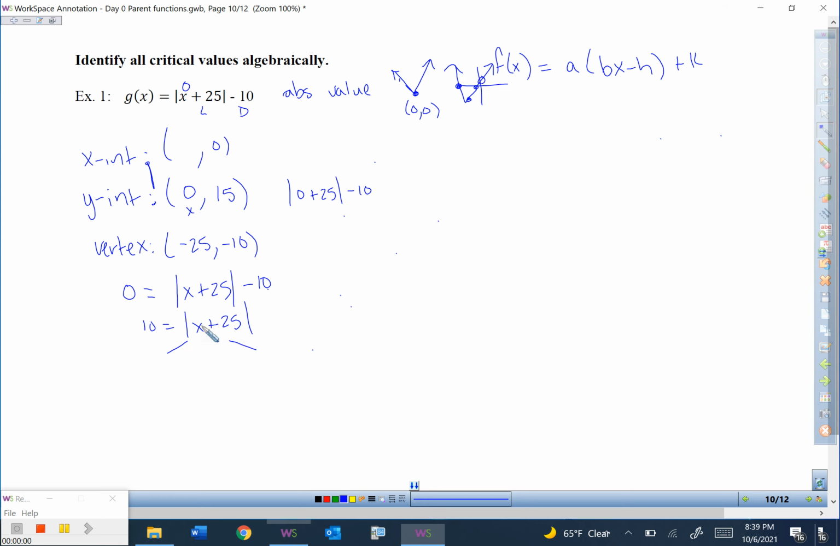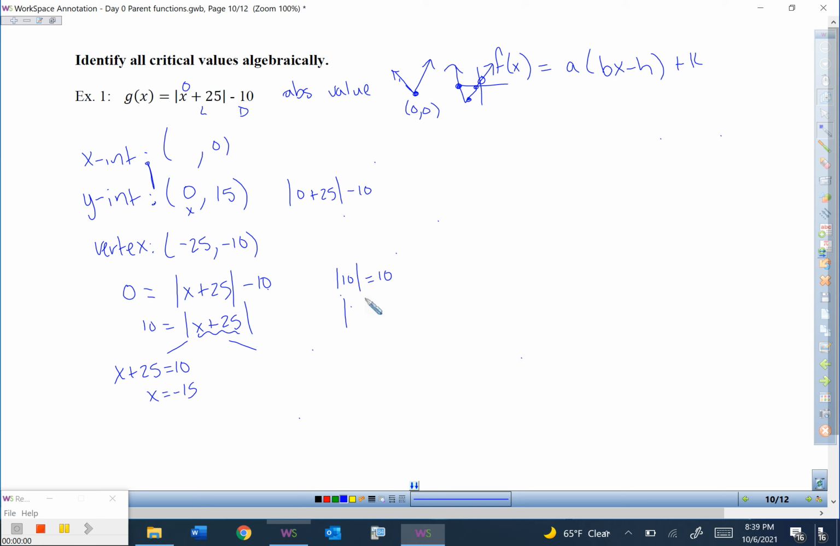Here's how it works. The first one, we're just saying that this has to equal 10. So we write x plus 25 equals 10, and we go solve it. Subtracting that over, we get negative 15. The second thing that could happen, though, here's what we're really saying. We're saying the absolute value of 10 we know is 10.